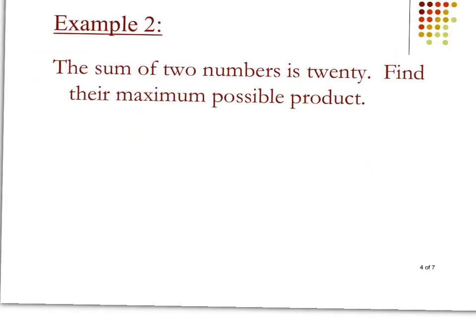So example 2 tells us the sum of two numbers is 20. You want to find their maximum possible product. You should pause the video at this point and see if you can come up with the two equations. So pause now and try to come up with your equations. Okay, so hopefully you came up with two equations. The sum of two numbers is 20. I'll say x plus y is 20. And their maximum possible product will be p is x times y.